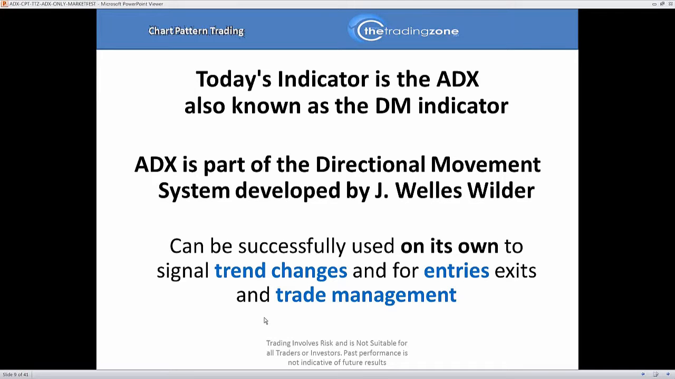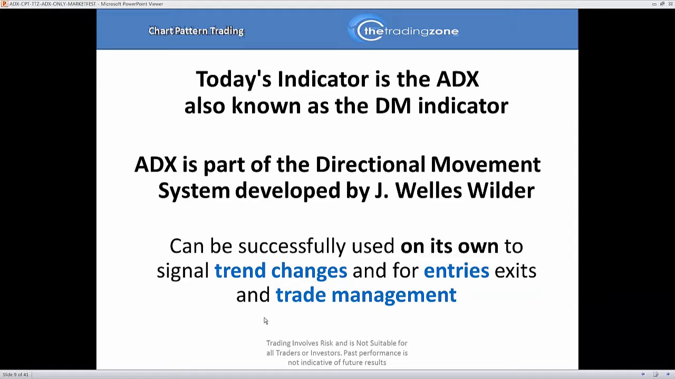let's jump into what we're going to talk about today, which is an indicator known as the ADX, which also goes by a number of different names. The DM indicator. ADX stands for average directional movement. It's also known as the DM indicator, directional movement. It's part of a group of indicators created by J. Wells Wilder. Name may be familiar to you. He was also the creator of the RSI, which is a much more popular, but in my opinion, not as impactful indicator. But he was the creator of it.